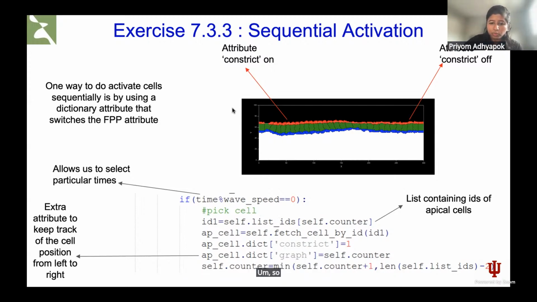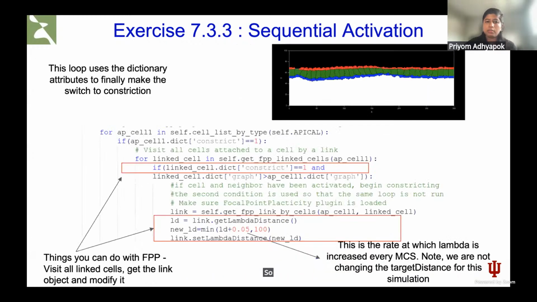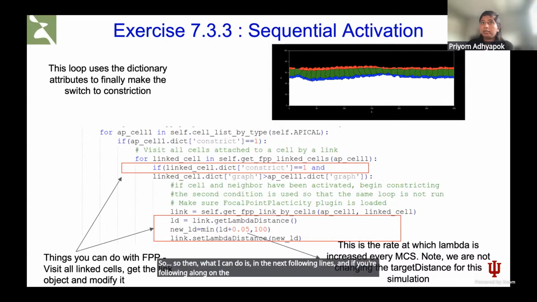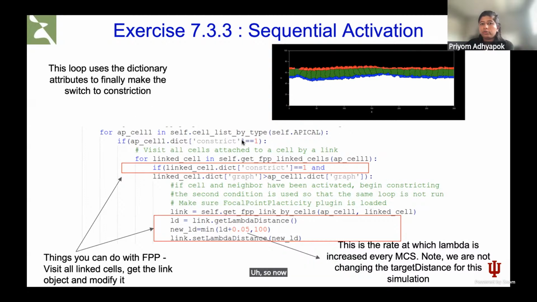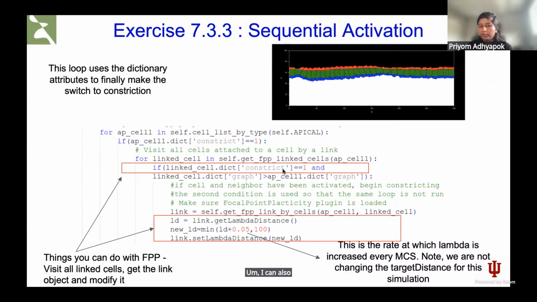So where does this lead me? What I can do is, in the following lines, and if you're following along in the Python code, that's line number 82, I can now loop over all the apical cells. Then whichever has been turned on by the constrict dictionary attributes, I can also investigate its following neighbor.